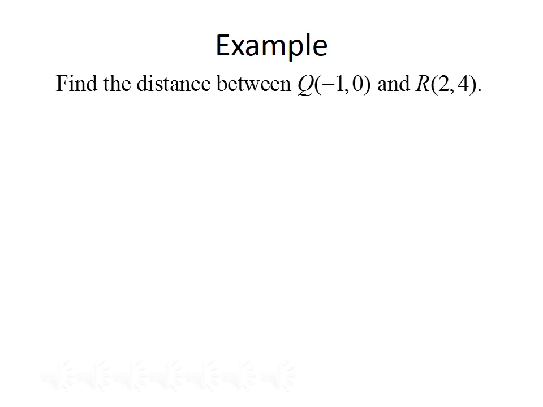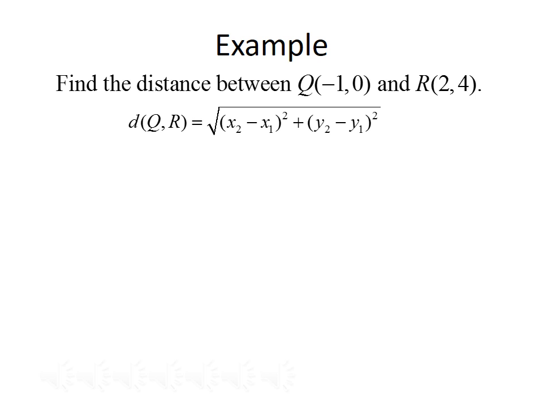Let's do another example. This time, we want to find the distance between the point Q, defined by coordinates -1, 0, and the point R defined by coordinates 2, 4. Take a couple minutes and see if you can use the distance formula to find the distance between these 2 points. Once you think you have an answer, then continue the lecture.